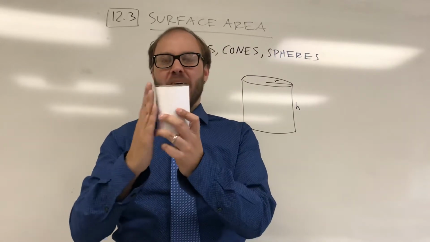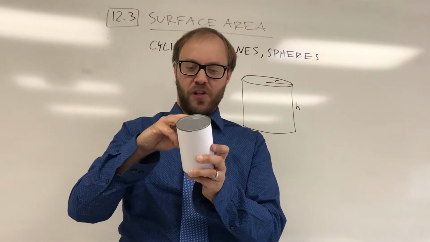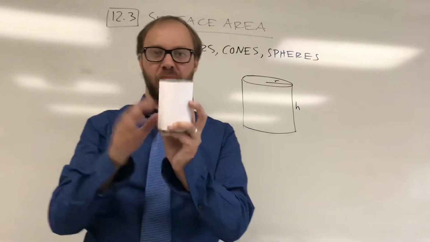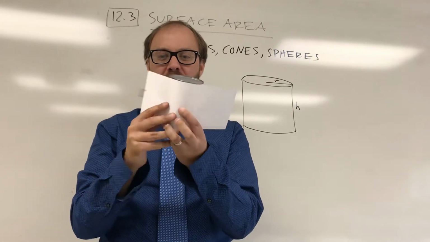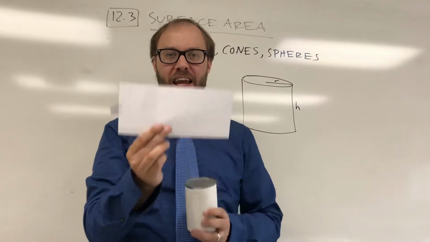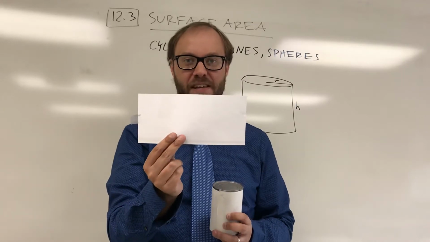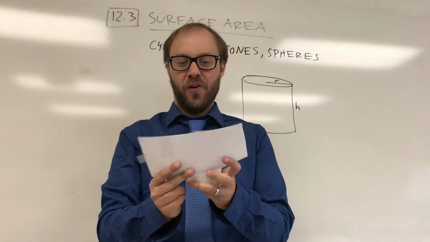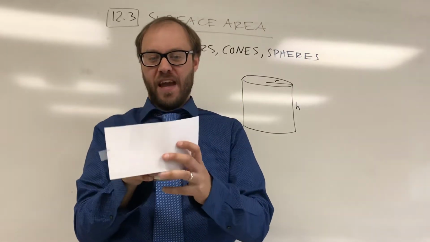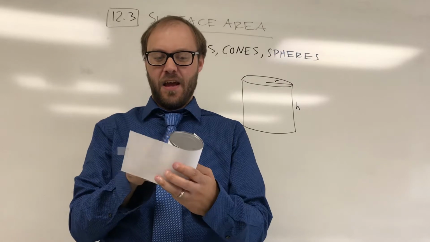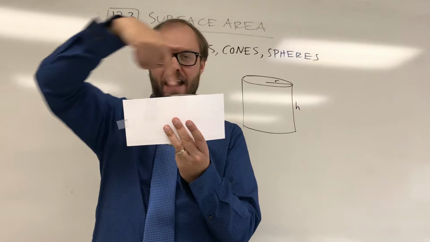Because if you imagine the metal that makes up the sides of this can, that's really the label that goes around the can. The area would just be the area of the label that goes around the can. All right? Well, think about that label. If you take that label off that can, it's a rectangle. And it's really easy to find the area of a rectangle. The height of the rectangle, of course, is going to be the same as the height of the cylinder, or the height of the can. But the question is, what is the length of that?